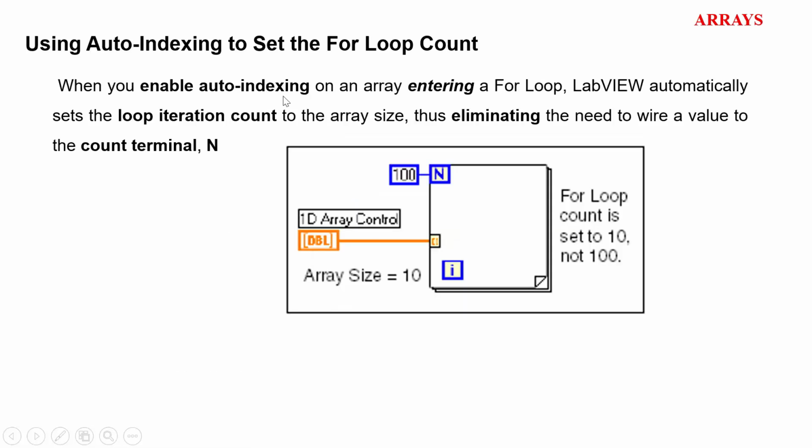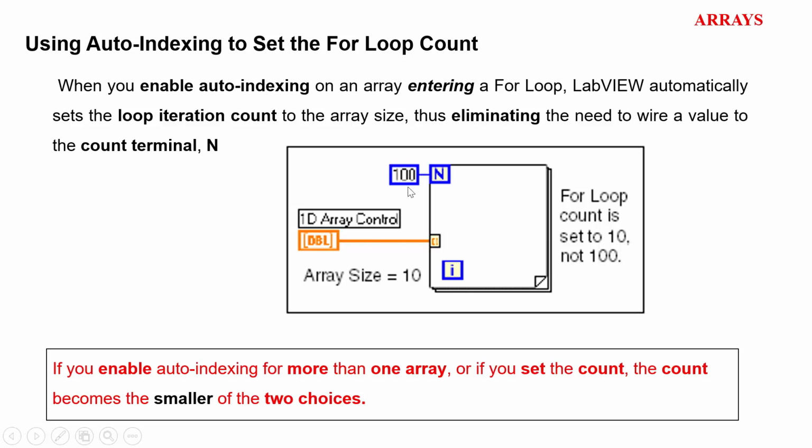When you enable auto-indexing on an array entering a For Loop, LabVIEW automatically sets the loop iteration count to the array size, thus eliminating the need to wire a value to the count terminal N here. However, if you wire a value, then it will take the least of the two values. For example, if we have an array size of 10 and we have connected an iteration count of 100, then the loop will run 10 times.